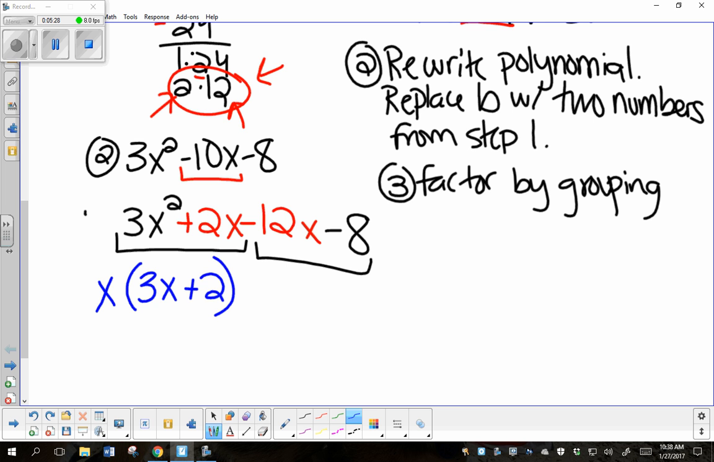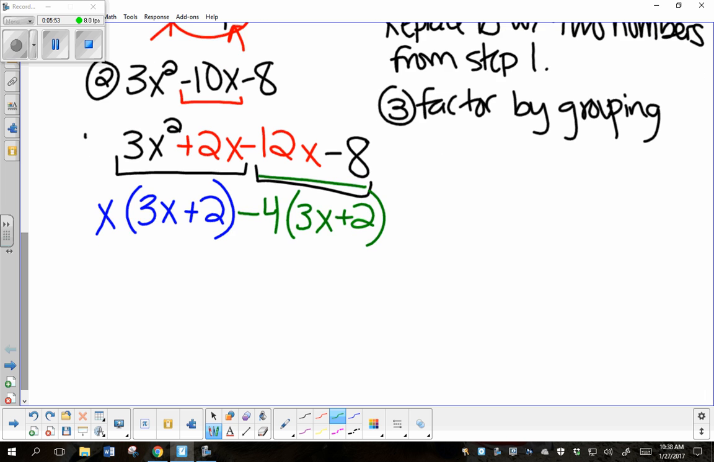Now, when I pull something out of my second set right here, I know I want my x term to be positive. Right now, it's a negative 12x. So I know I need to divide by a negative to change those signs. And the biggest factor I can pull out of 12 and 8 is a 4. So I'm going to divide both of these by negative 4. And I'm left with 3x plus 2, which is great because that's exactly what's in my other set of parentheses.